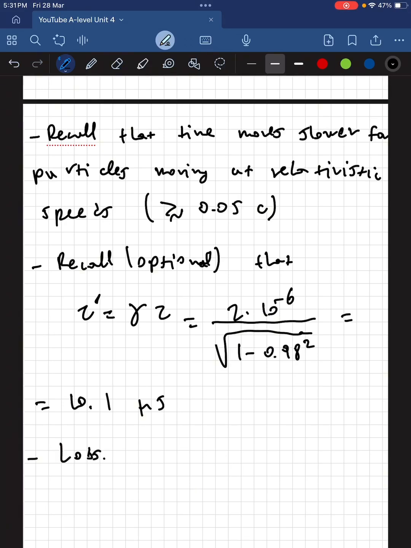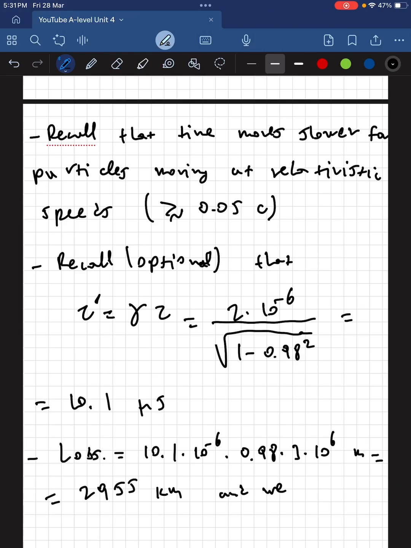So L observed is 10.1 times 10 to the negative 6 times 0.98 times 3 times 10 to the 8 meters, right? So they need 2,955 meters. So they decay within 3 kilometers, and we can observe them. Okay, so fast particles live longer. I'm going to close this video with this, and actually this is the end of unit 4, guys. So we're making progress.